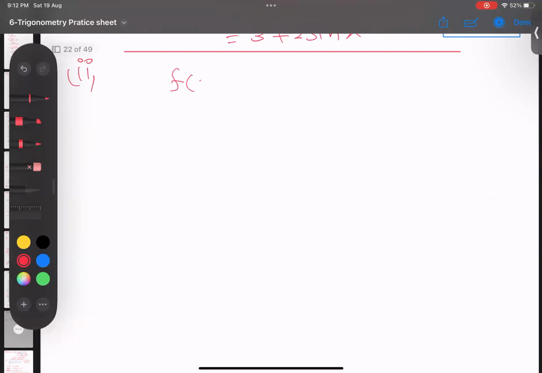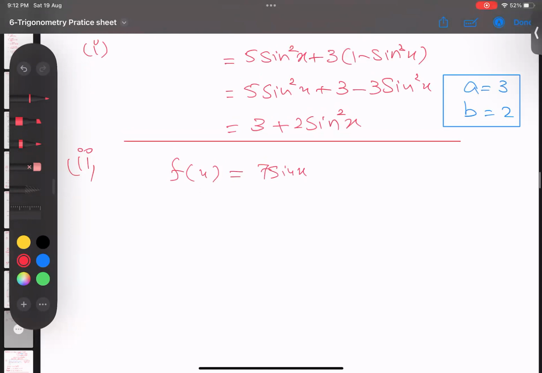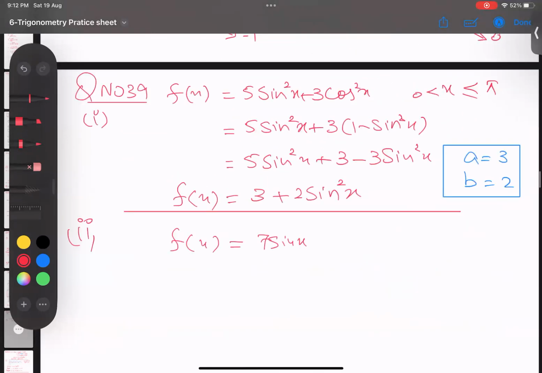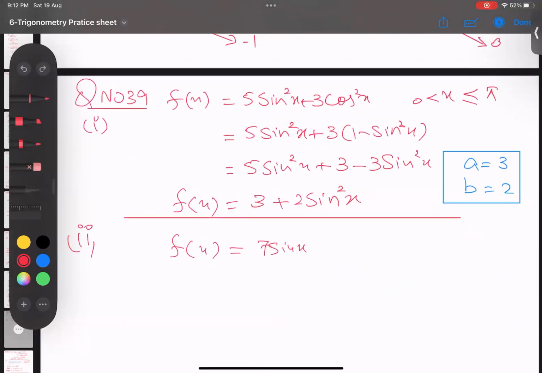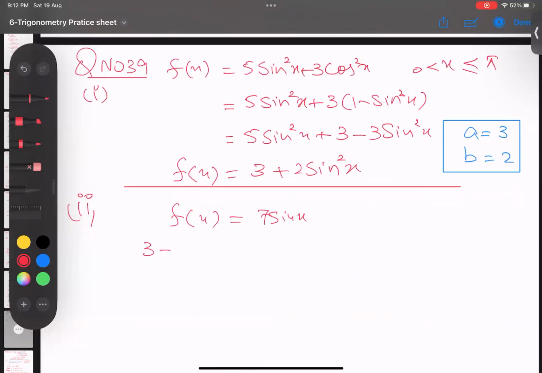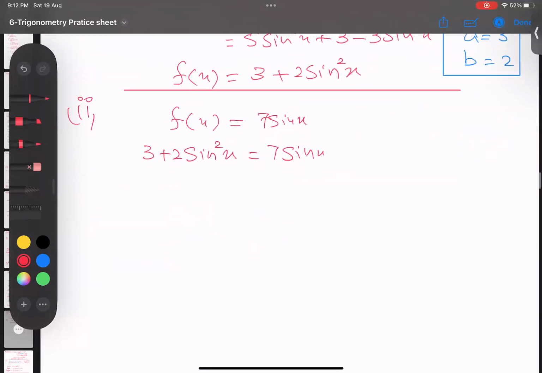F of x is equal to 7 sine x. And this f of x value, which I got, I will replace here. And I believe now you're understanding what is going on. So let's continue. I think up till here, no problem. Reorder, first sine square. It will come to this side, minus 7 sine x. And this 3 I will write at the end equal to 0.